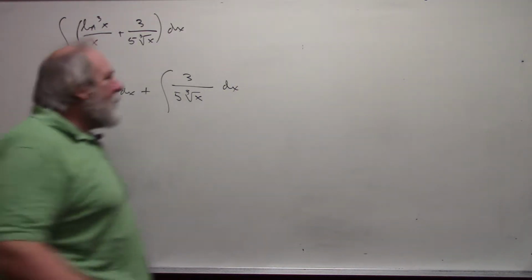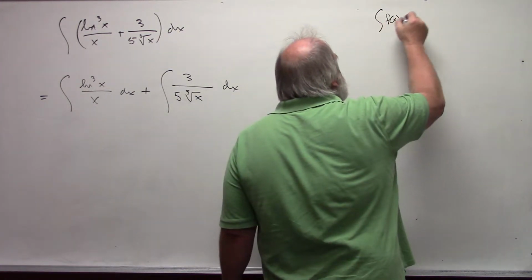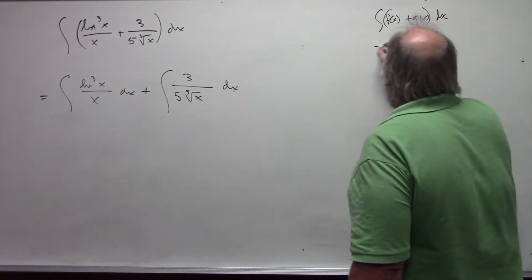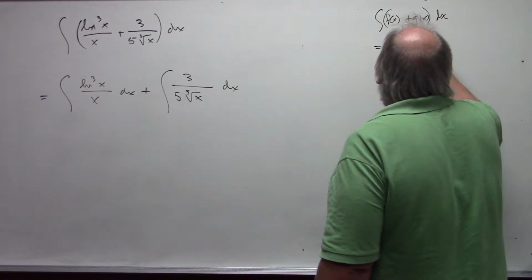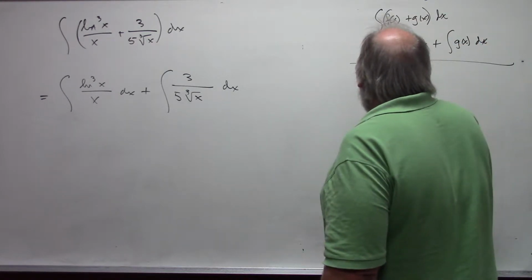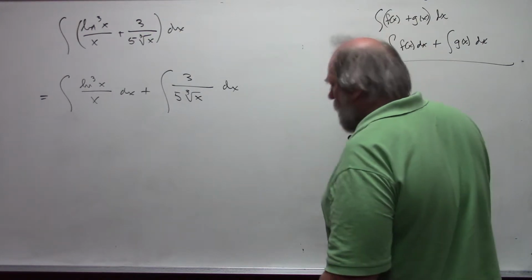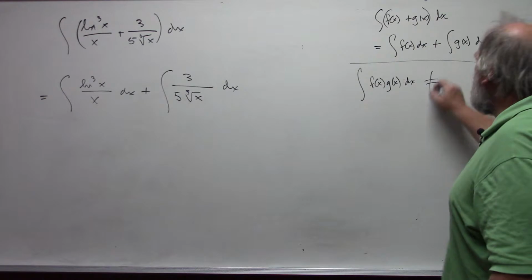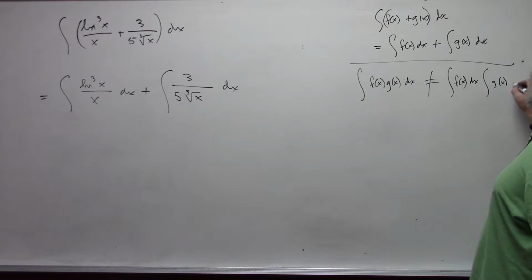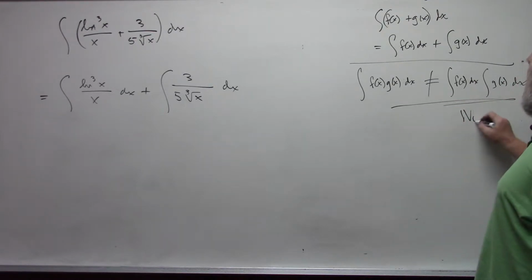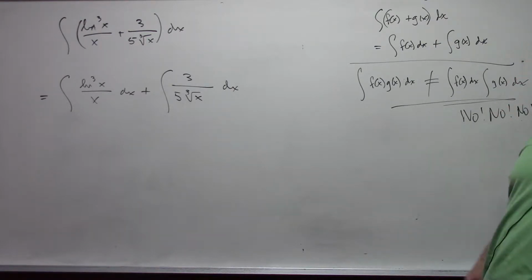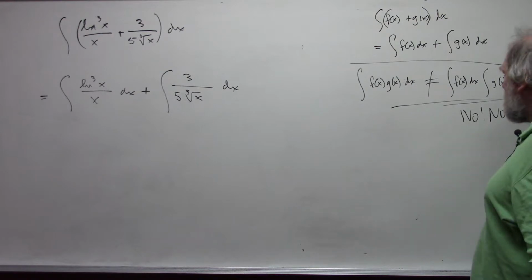The integral of f of x plus g of x dx is equal to the integral of f of x dx plus the integral of g of x dx. However, the integral of f of x times g of x, or divided either way, does not equal the integral of f of x times the integral of g of x. Please do not do this. Okay? You can break apart over addition, subtraction, not multiplication or division.